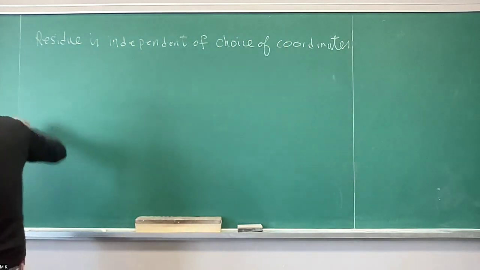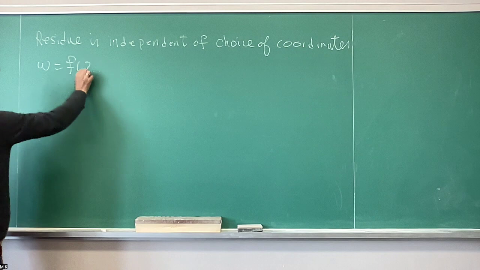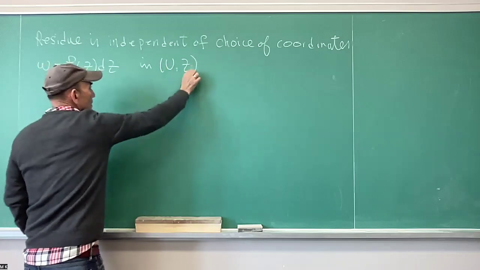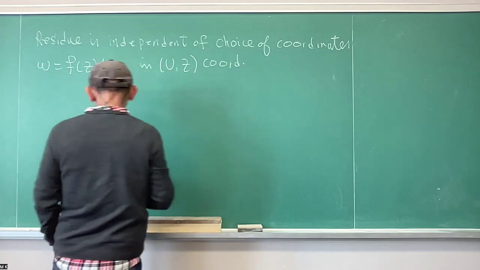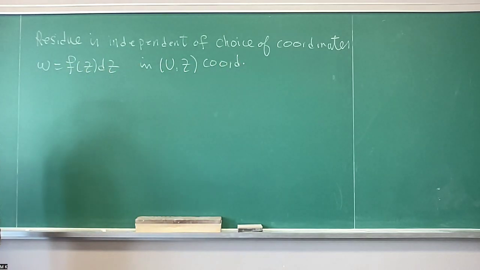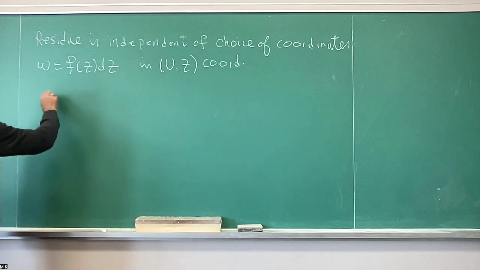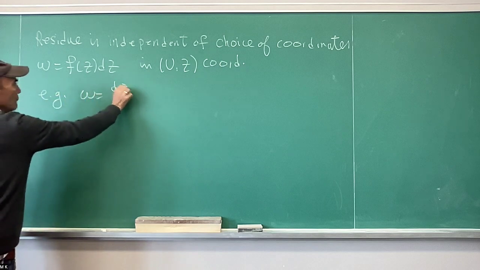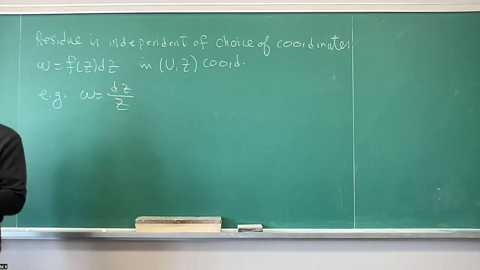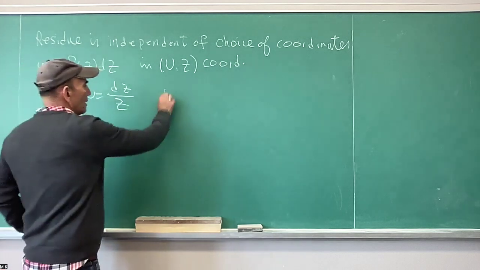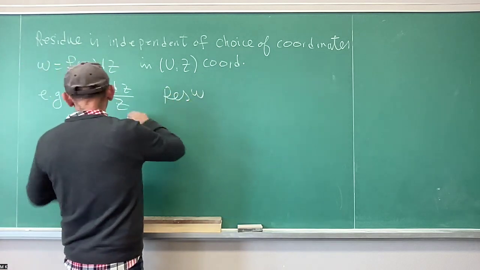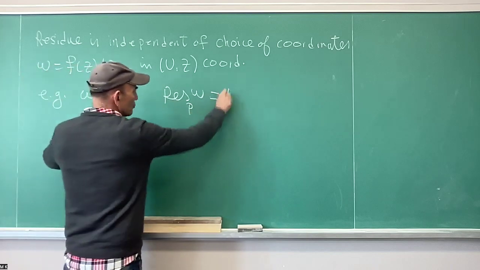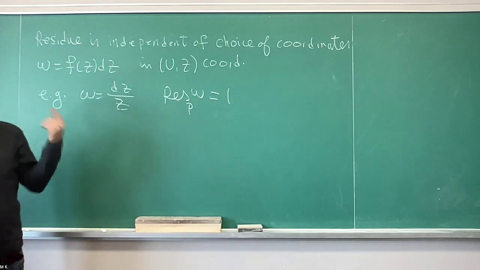So, in other words, I have omega equal to f of z dz in one coordinate, the z coordinate. Let's look at a case, just to give an example of how the calculation should be done. Let's take, e.g., omega equal to dz over z. In this coordinate system, what is the residue at p? P goes to 0 here, and I've written this around 0. This is equal to 1, right? Now, let's change coordinates.